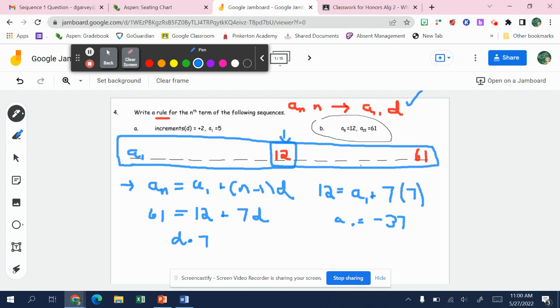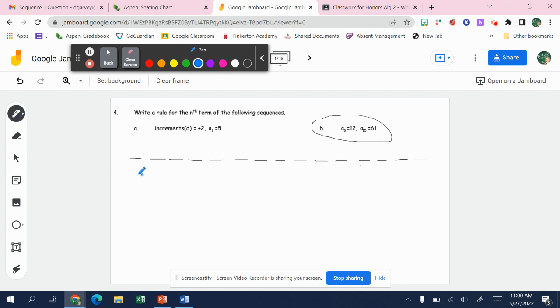So now I have all the pieces I need. Let me erase some of this. Oops. Negative 37 and 7. So I know that a1 is negative 37, and I know that d is 7. So now let's write our rule. My rule, an will stay an. a1 is negative 37 plus n minus 1, n will stay n, times d, which is 7.